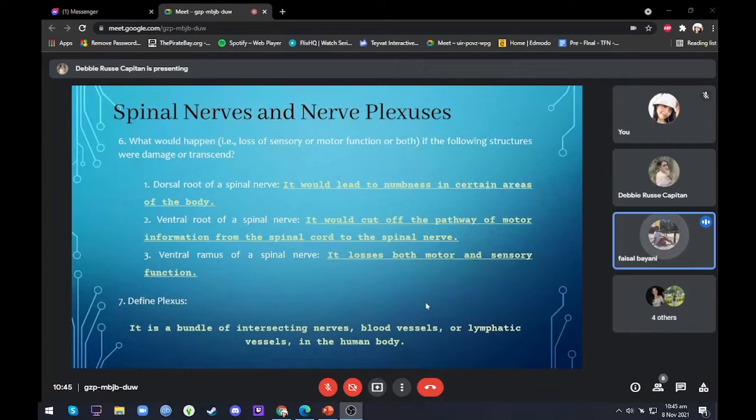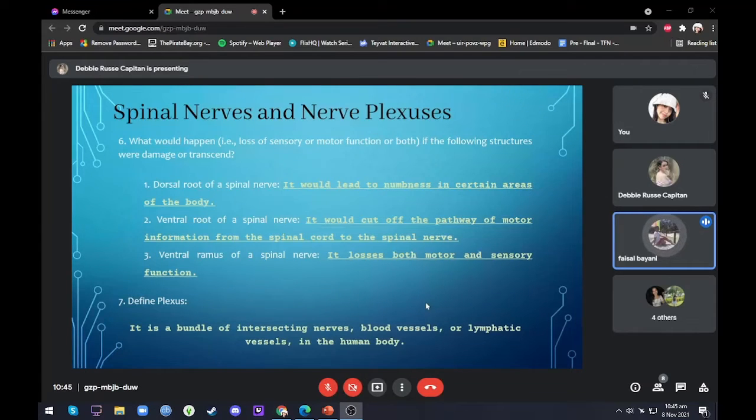Number 6. What would happen if the following structures were damaged or transected? Number 1. Dorsal root of a spinal nerve. It would lead to numbness in certain areas of the body. Number 2. Ventral root of a spinal nerve. It would cut off the pathway of the motor information from the spinal cord to the spinal nerve. Number 3. Ventral ramus of a spinal nerve. It loses both motor and sensory function.